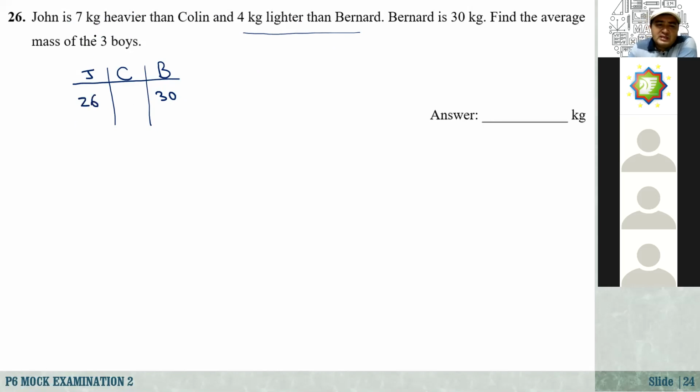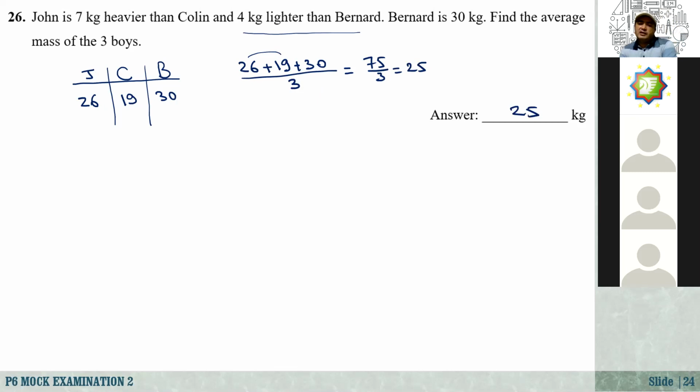And John is 7 kg heavier than Colin. So Colin's weight must be 19, right? John is heavier. And what is the average weight? We have to add these numbers, right? 26 plus 19 plus 30, divided by 3. 26 plus 19 is 45, plus 30 is 75. 75 over 3 is equal to 25. So their average weight is 25 kg. Very good.